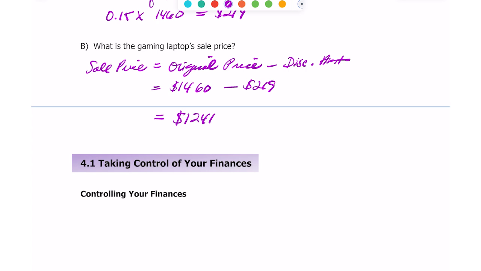And that's it for this first lesson. In the next section, we'll look at some ways to take control of your finances and look at ways to budget and reflect on our spending habits.